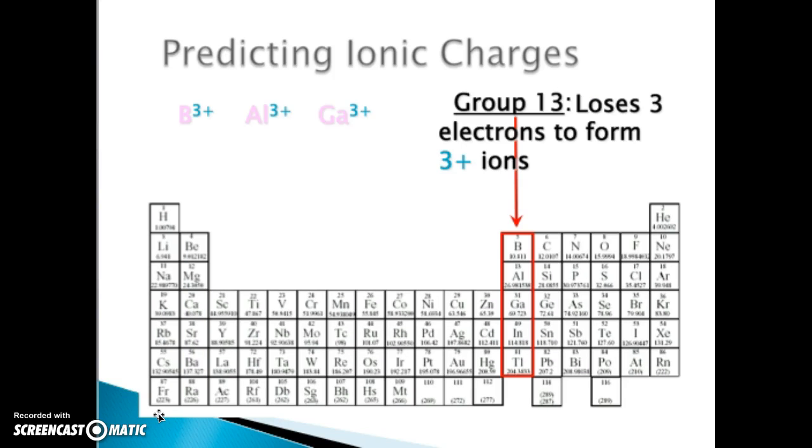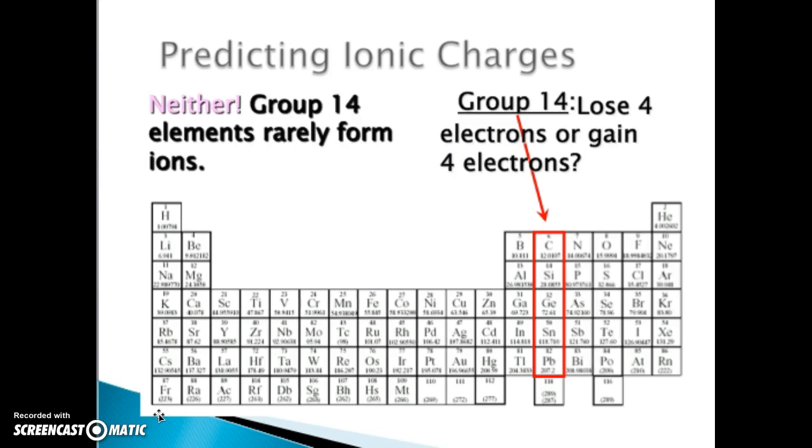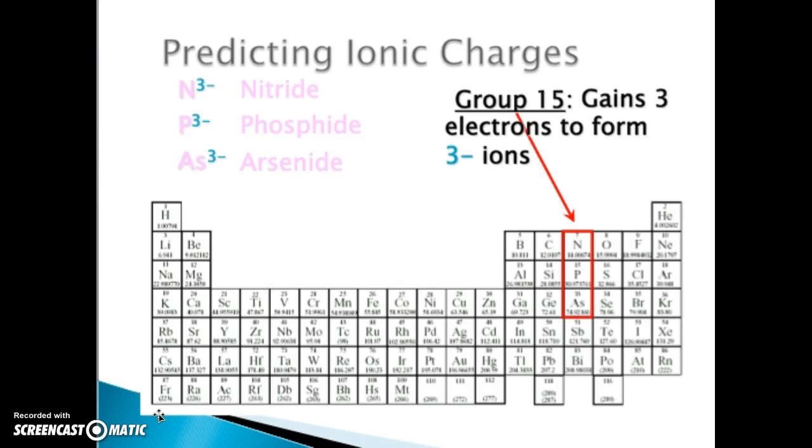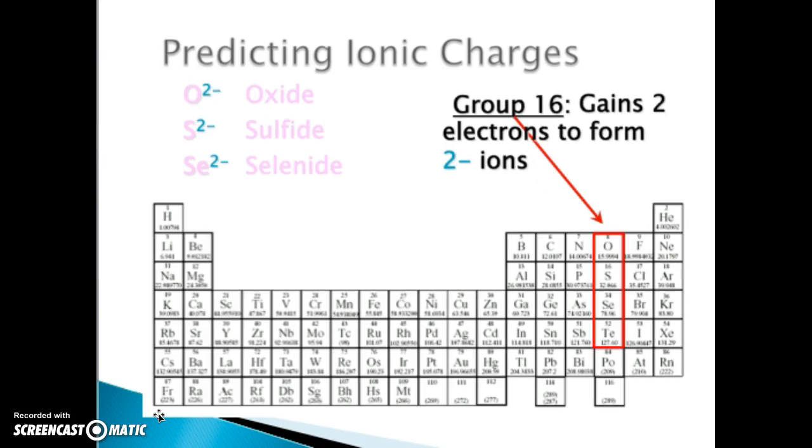We jump across the periodic table. Group 13 loses 3 electrons. They become +3. Group 14 loses 4 electrons, or can gain 4 electrons. They kind of do both. They don't typically form ions, and we'll look at that when we talk about bonding. Group 15 tend to gain electrons. They're going to have a -3 charge in the top right-hand corner.